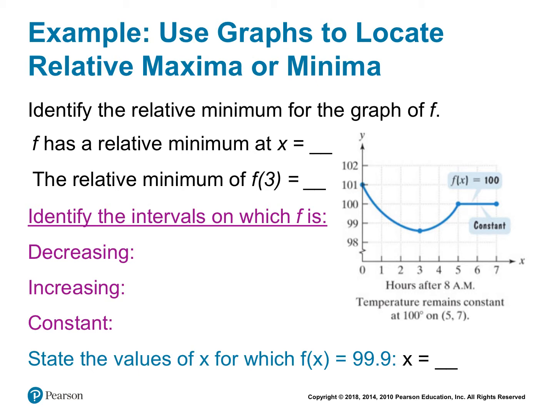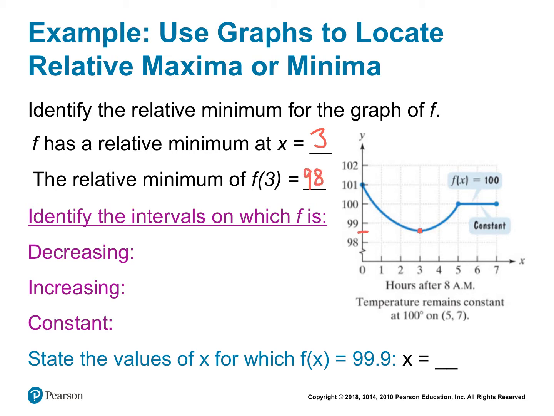So our minimum point here is the 3. Let me do a different color. So that's where x equals 3, because that's on the x-axis. And another way we could write this is the relative minimum of f of 3. You could write that it looks like it's about 98.5. It looks like you could trace it back over here.